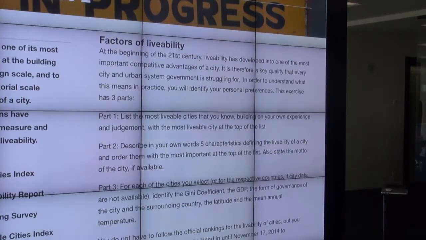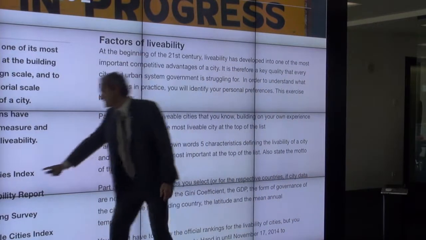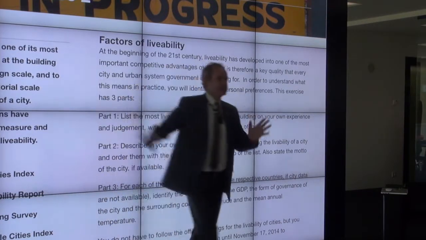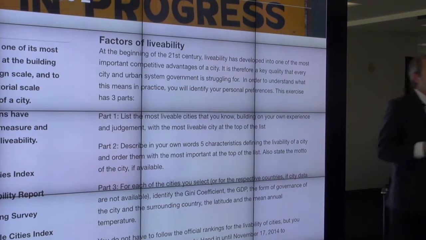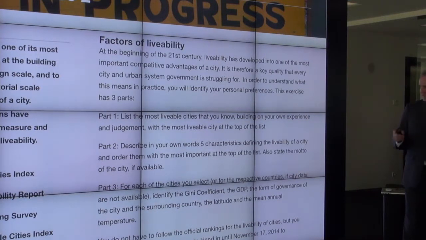To help you a little bit, there are many, many rankings. You know, the Global Livability Cities Index, the EIU, Mercer, Monocle, major cities, all of this is existing on the internet. Your colleagues from last year, actually, they made a very good interface.